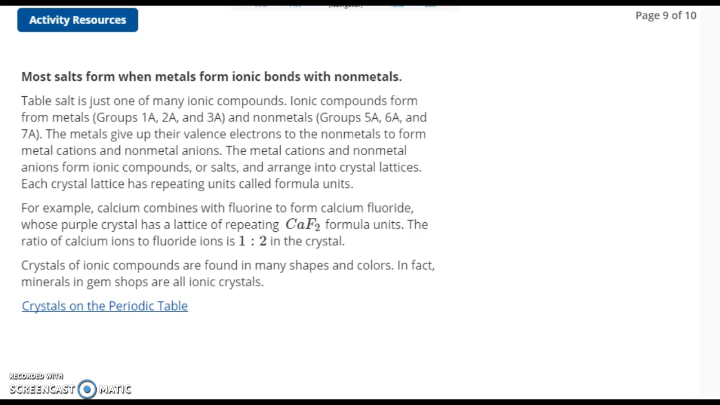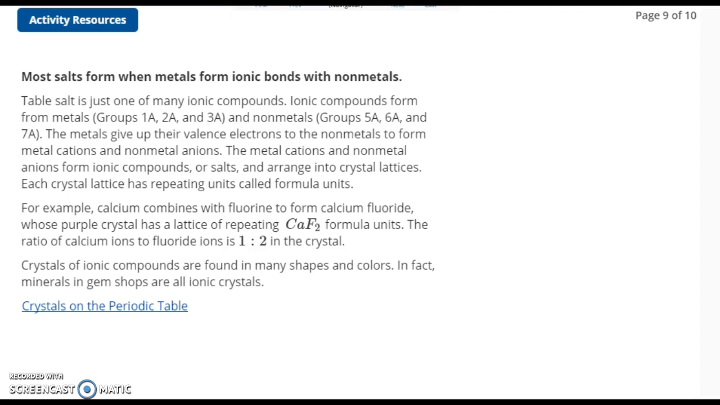Most salts form when metals form ionic bonds with non-metals. Table salt is just one of many ionic compounds. Ionic compounds form from metals, groups 1 through 3, and non-metals, groups 5A through 7A. The metals give up their valence electrons to the non-metals to form metal cations and non-metal anions. The metal cations and non-metal anions form ionic compounds or salts. Remember, any ionic compound is called a salt.